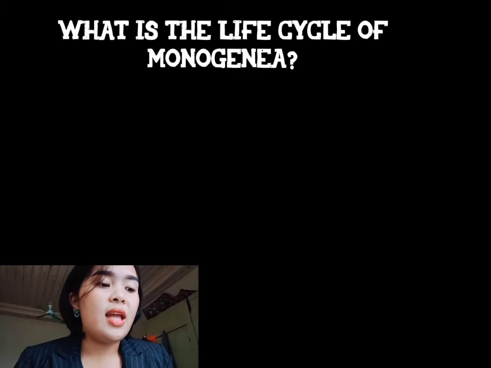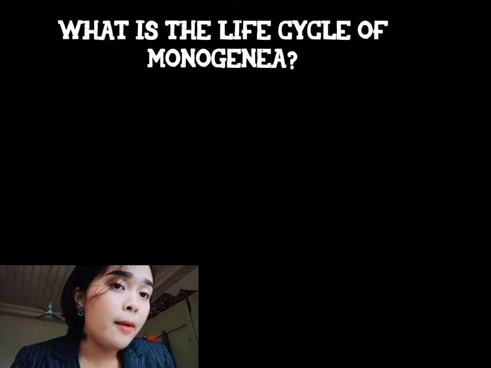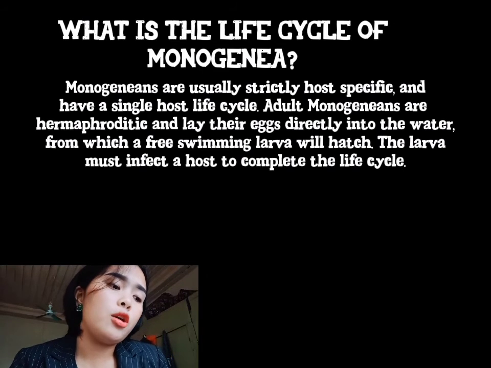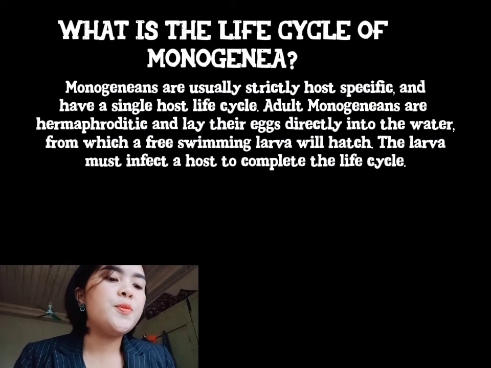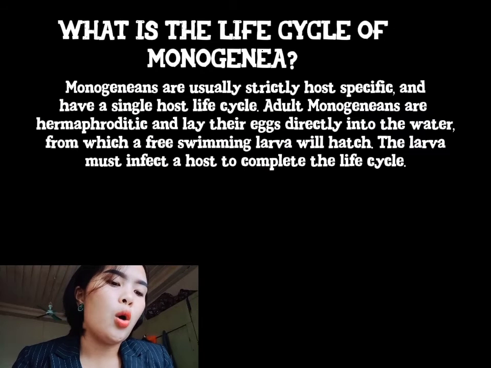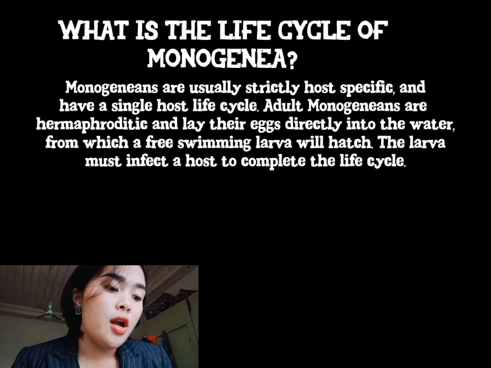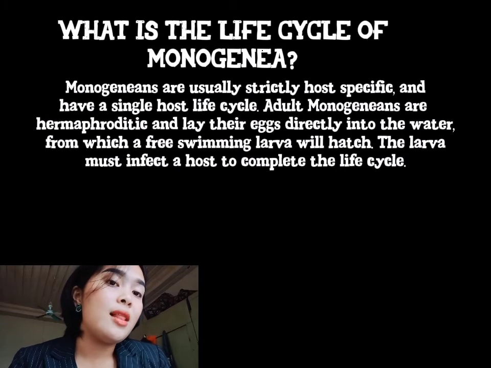What is the life cycle of Monogenea? Monogeneans are usually strictly host-specific and have a single-host life cycle. Adult monogeneans are hermaphroditic and lay their eggs directly into the water, from which a free-swimming larva will hatch. The larva must infect a host to complete the life cycle.